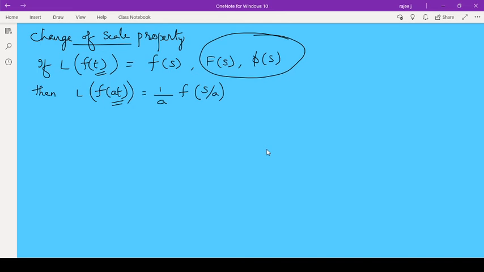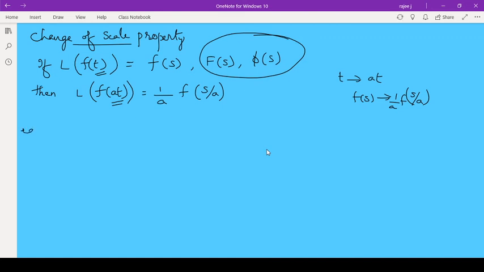So what you have to remember: if t is replaced by at, L of f of t equal to f of s, then in f of s all s will be replaced by s by a, and the total function will be multiplied by 1 upon a. That is change of scale property.